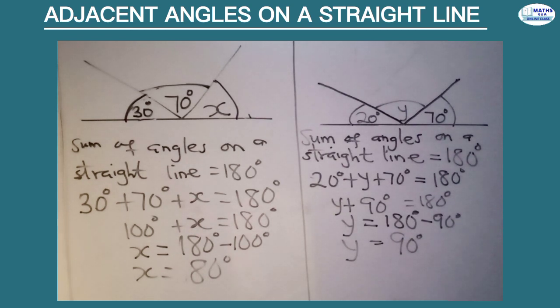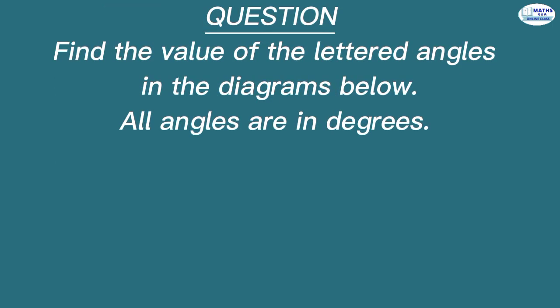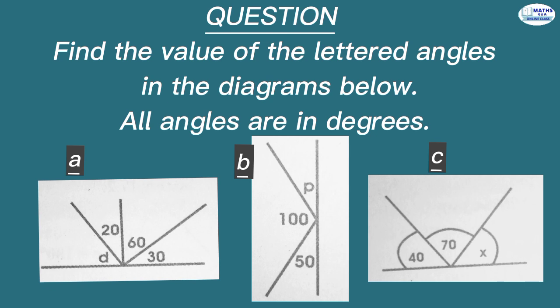Now let me see if you really understand what I've just explained. If you understand them very well, then try these 3 questions. Find the value of the lettered angles in the diagrams below, and all of these angles are in degrees. We have angle A, B, and then C. Solve them and provide the answers for me.